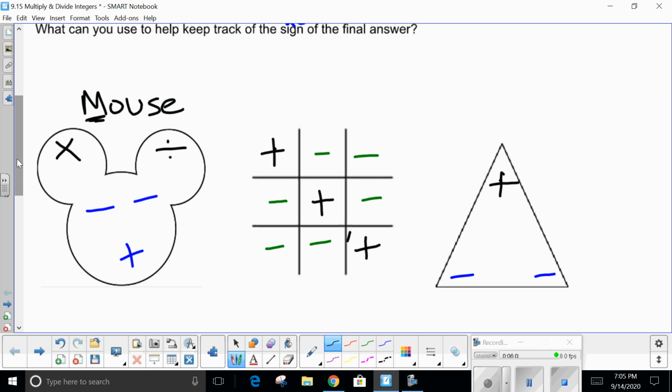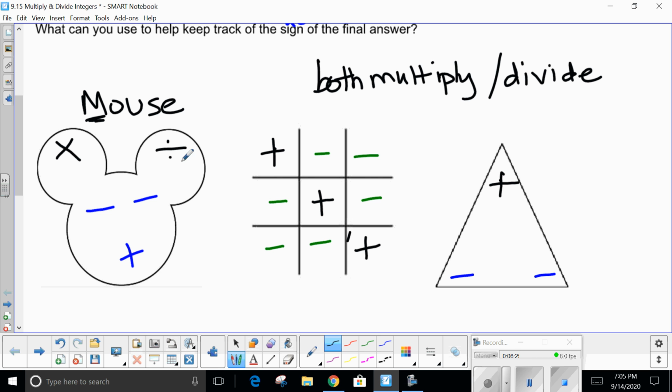Now, one of the good things about this is this can be used for both multiplying and dividing. We only have to know one chart. So we can use this for both multiply and divide.